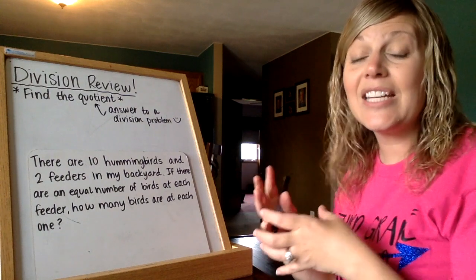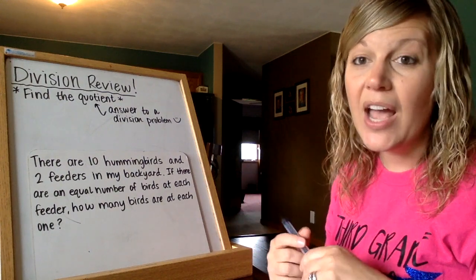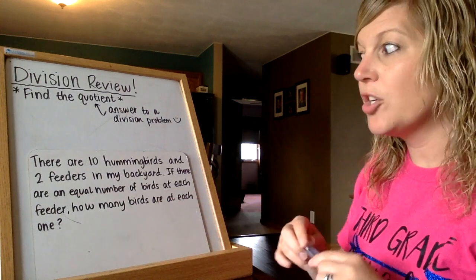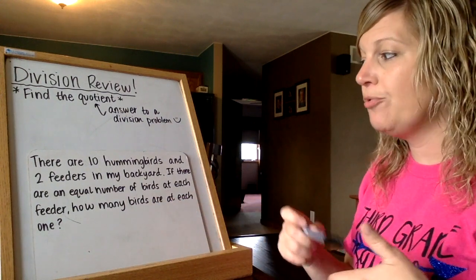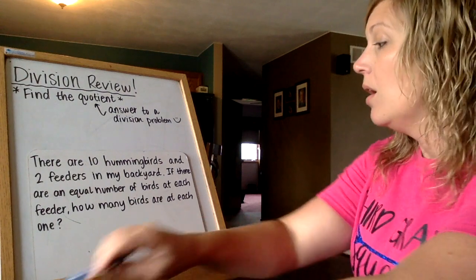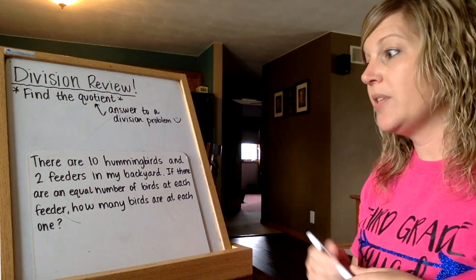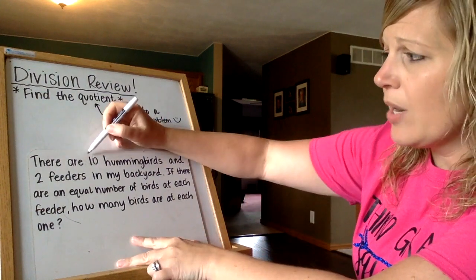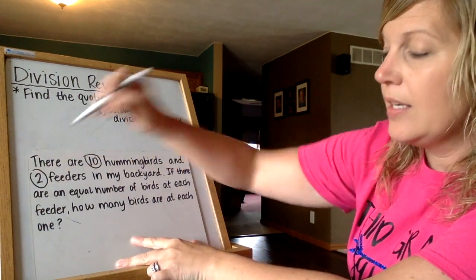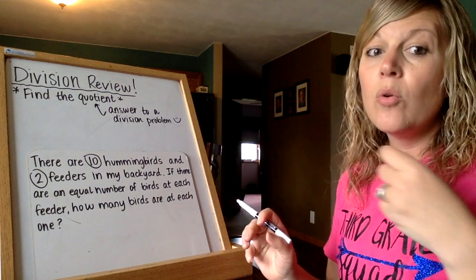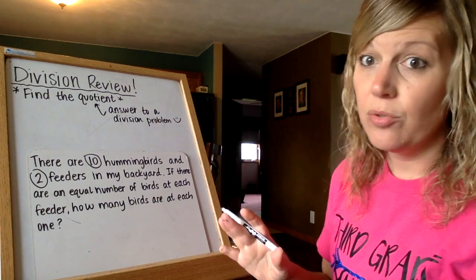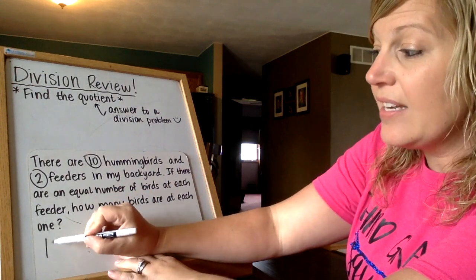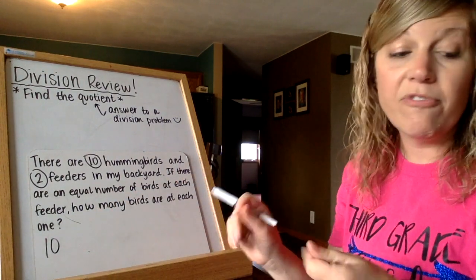But we're going to act out the division problem that we have and talk about the numbers that are in our problem. So first, there are 10 hummingbirds and 2 feeders in my backyard. If there are an equal number of birds at each feeder, how many birds are at each one? The numbers that we're working with are 10 and 2. 10 is bigger than 2.